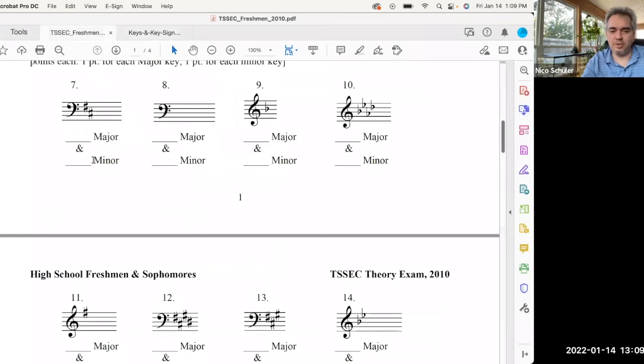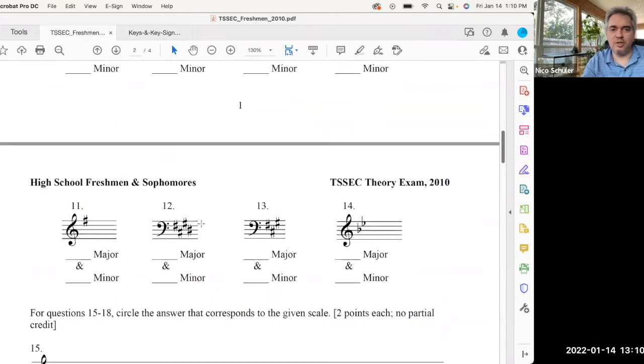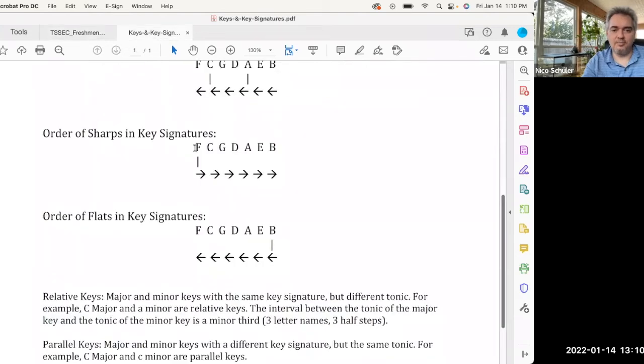So for example, here we have one with 4 sharps. F sharp is always the first sharp, as we can see. C sharp is always the second sharp. G sharp always the third sharp, and so on. So fat cats go down alleys eating birds is in fact the order of sharps in the actual key signature.